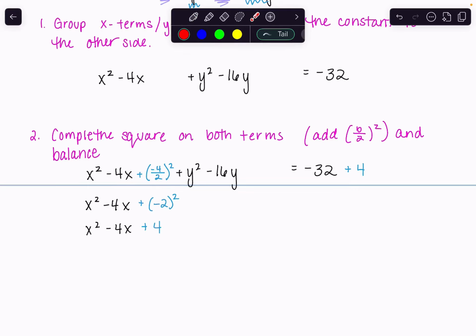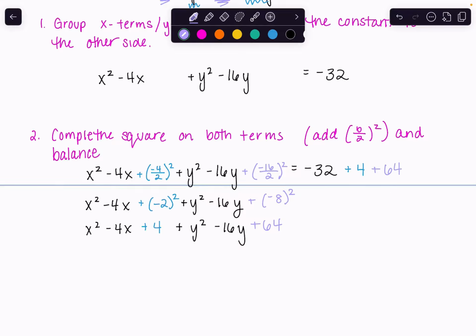Now I need to do the same thing with the y terms. So to figure out what we add, we take the negative 16 divided by 2 and square it. So let's simplify that before I add it to the other side. That would be negative 8 squared, which means we're really adding 64. So on this side, I also want to add 64. So that will give me ultimately negative 32, and then we'll add 4 to both of these lines.